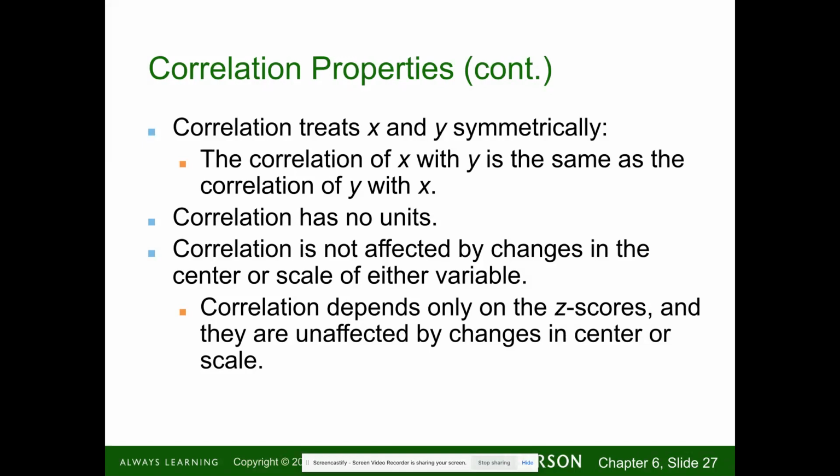Correlation has no units. It's literally measuring the distance and averaging the dot from the line and measuring the distance and averaging it. Correlation depends on z-scores, and they are unaffected by changes of center or scale. So remember that when we do the z-score of something, we're standardizing something. Z-scores measure the distance from the center.